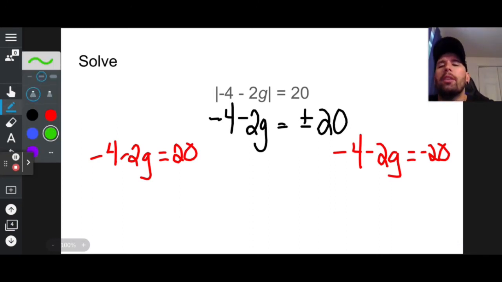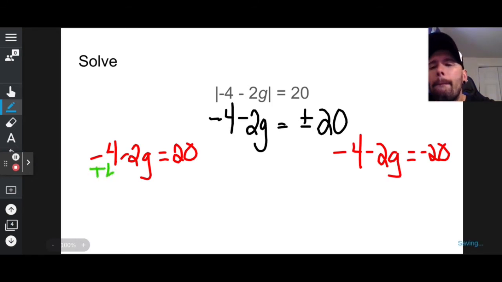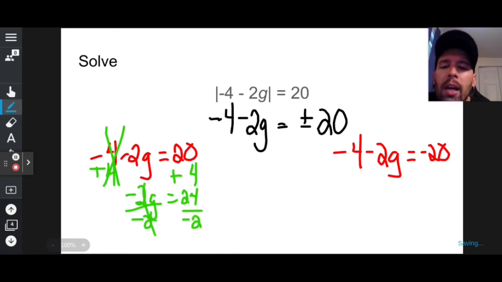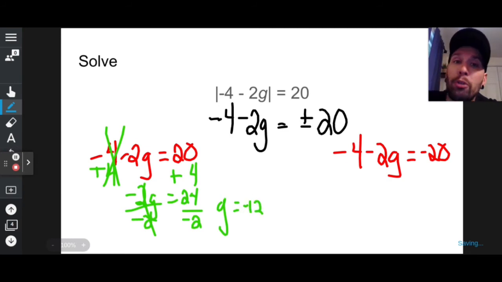So let's add 4. Clickety-clack goes my pen. Minus 2g equals 24. Is g all by itself? I don't think so. So I'm going to divide both sides by negative 2, and g equals negative 12. That's my first option.